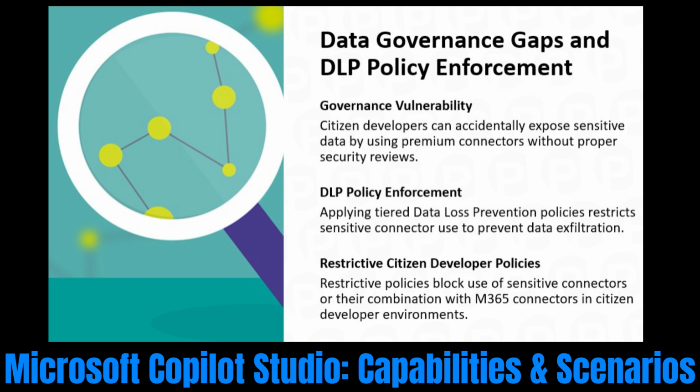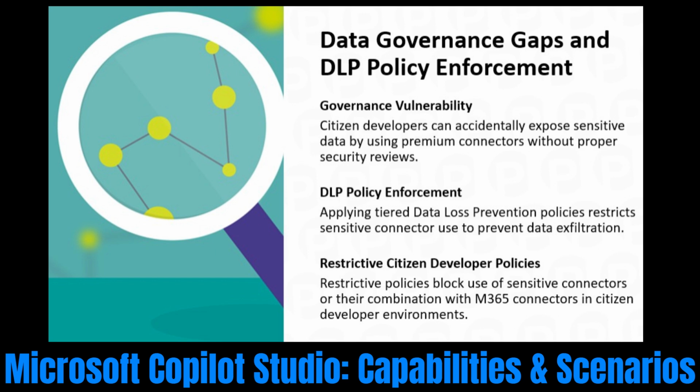The solution here lies in robust Power Platform DLP policies, specifically tiered policies. Apply stricter policies in those citizen developer environments. Block the super-sensitive connectors entirely, or at least prevent them from being combined with M365 connectors in the same bot or flow. Prevent the leak. Makes sense. Use DLP like traffic control for data.